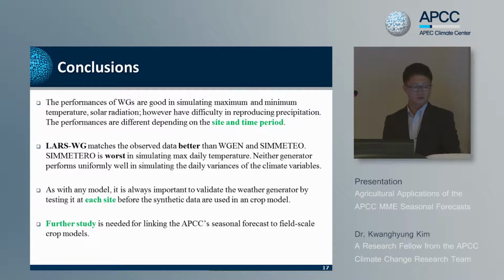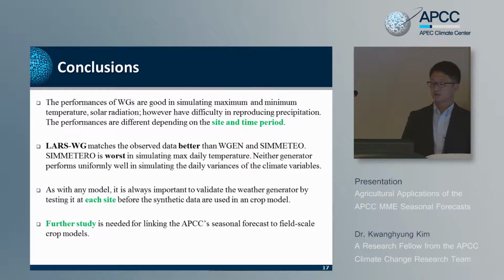The performance differs depending on the site and time period. LARS-WG matches the observed data better than WGEN and SIMMETEO. SIMMETEO is the worst in simulating max daily temperature. And neither generator performs uniformly well in simulating the daily variations of the climate variables. As with any model, it's always important to validate the weather generator by testing it at each site before the synthetic data is used in a crop model. So for this, further study is needed to link our APCC's seasonal forecast to a field scale crop model.